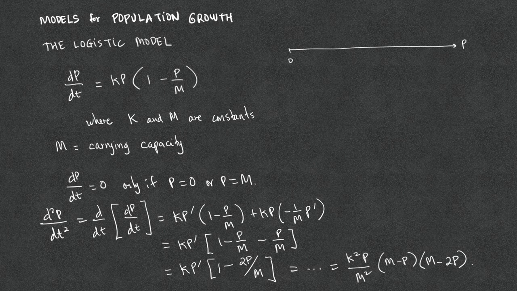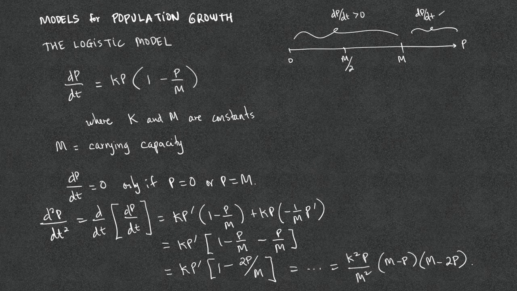Let's look at the phase line. We see that the first derivative is 0 when p is M or 0. The second derivative is 0 when p is M or p is M over 2. We see that the third derivative is positive for any value p from 0 to M and negative for p more than M.